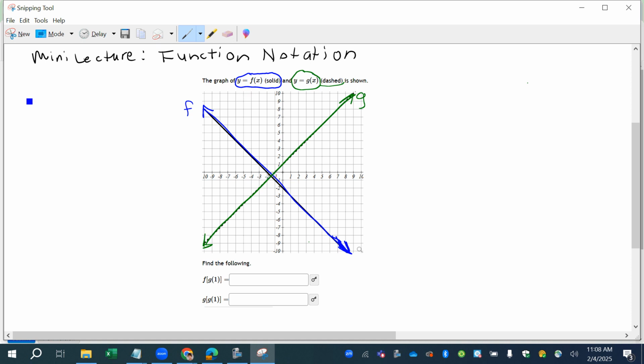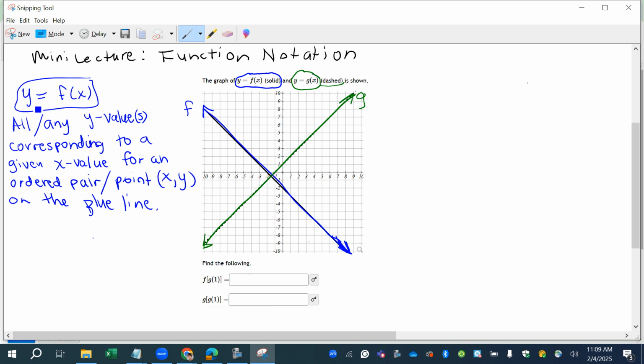When it says y equals f of x, that means all or any, you could say all or any y value. This notation right here is representing all or any y value corresponding to a given x value for an ordered pair or point in the form of x comma y on the blue line, right?